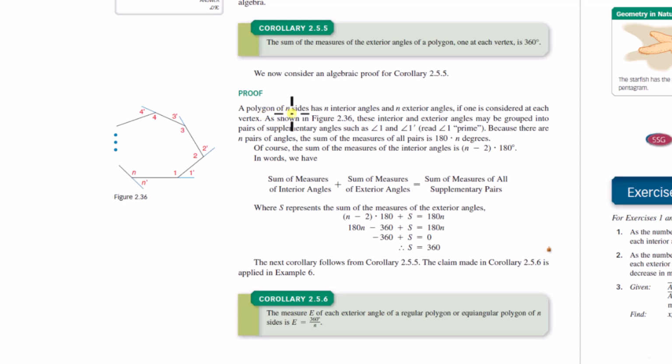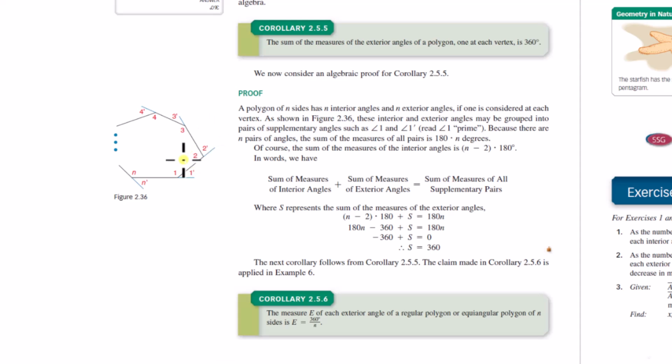A polygon of n sides has n interior angles and n exterior angles if just one of the exterior angles is considered at each vertex. As shown in this figure here, these interior and exterior angles may be grouped into pairs of supplementary angles, such as angles 1 and 1 prime. Because there are n pairs of angles, the sum of the measures of all pairs is 180 times n degrees.